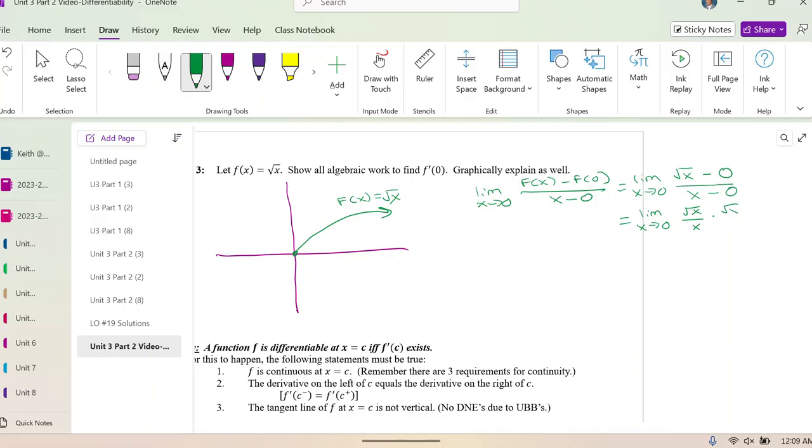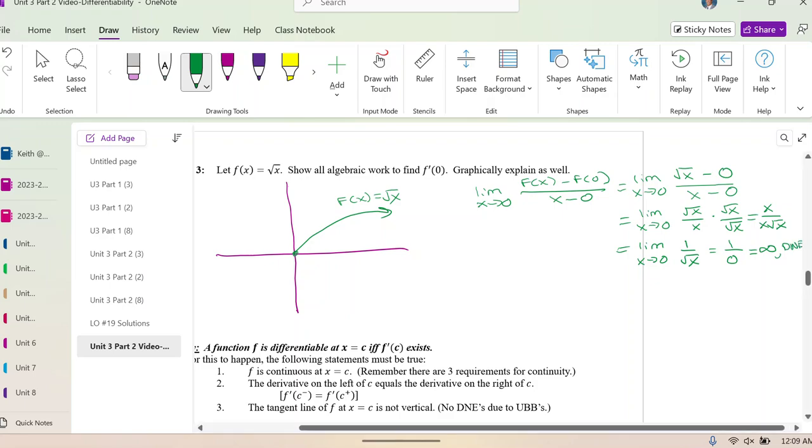So if we multiply, right, we get x over x rad x, which means it's going to be 1 over the square root of x. And if we put the 0 in, notice that means it goes towards infinity, which means that it does not exist. Now notice this matches up with graphically, because notice you have an endpoint there.